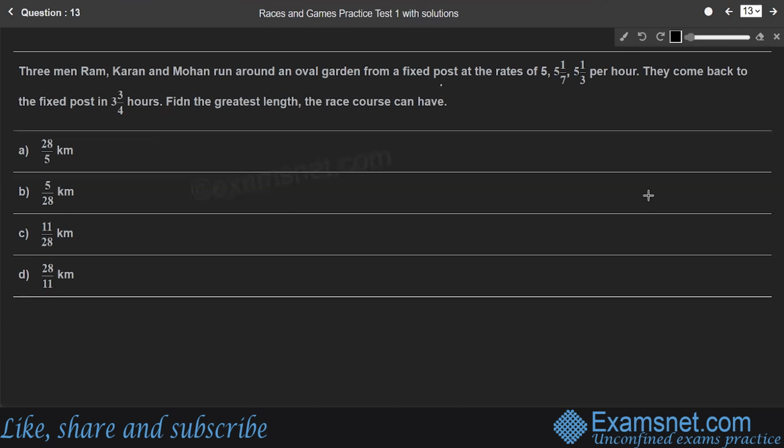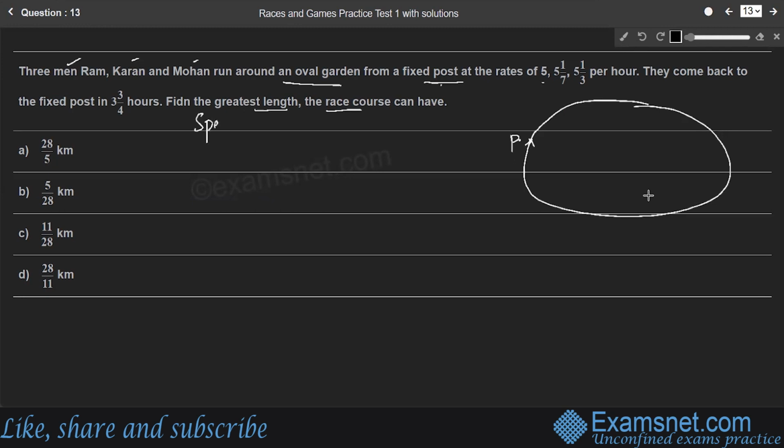Question number 13. Three men, Ram, Karan and Mohan, run around an oval garden from a fixed post at the rates of 5, 5 integer 1 by 7, 5 integer 1 by 3 per hour. They come back to the fixed post in 3 integer 3 by 4 hours. Find the greatest length the race course can have. So we'll consider an oval track, right? 3 persons started from a fixed point P, right? They run at the rates of 5, 5 integer 1 by 7. So these rates are nothing but their speeds, right?